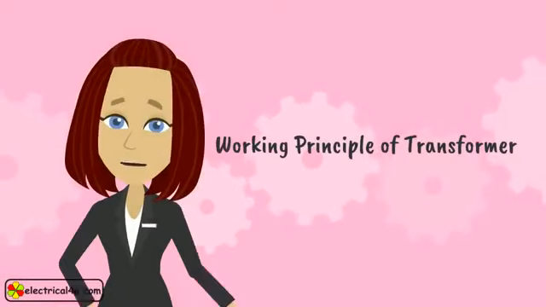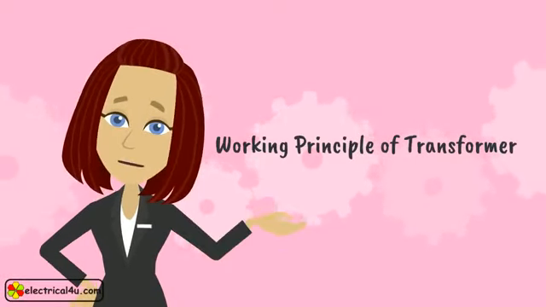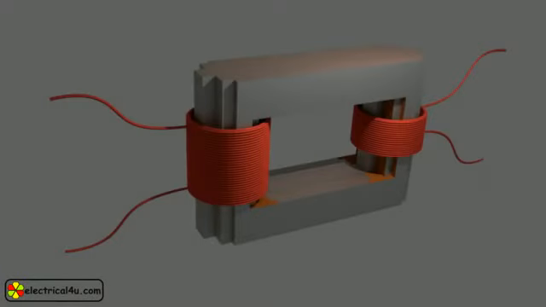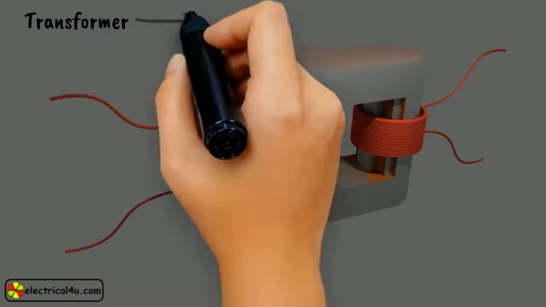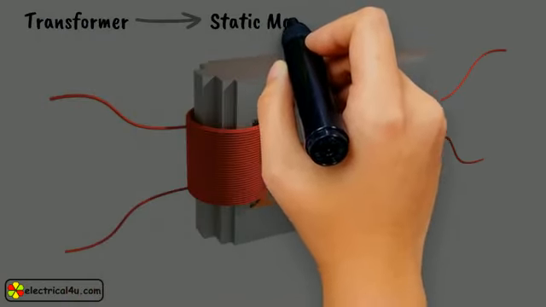The working principle of transformer. Actually, a transformer is a machine, but it does not have any moving part. That is why a transformer is referred to as a static machine.